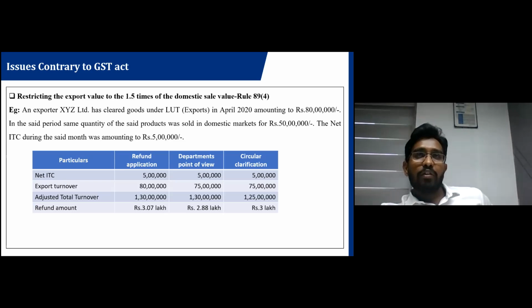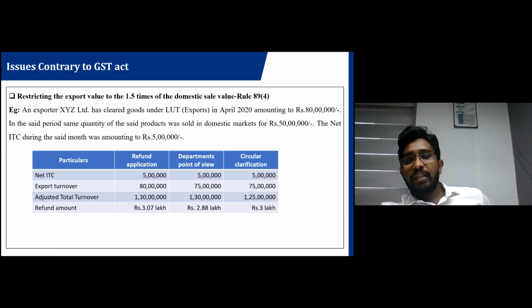What export turnover you are considering in the numerator, you need to consider the same export turnover in the denominator. Like that, the circular has clarified. If we use that circular, your refund amount would be 3 lakhs. That means export turnover is 75 lakhs. Adjusted total turnover will become 1 crore 25 lakhs, as 5 lakhs is reduced even from the adjusted total turnover.